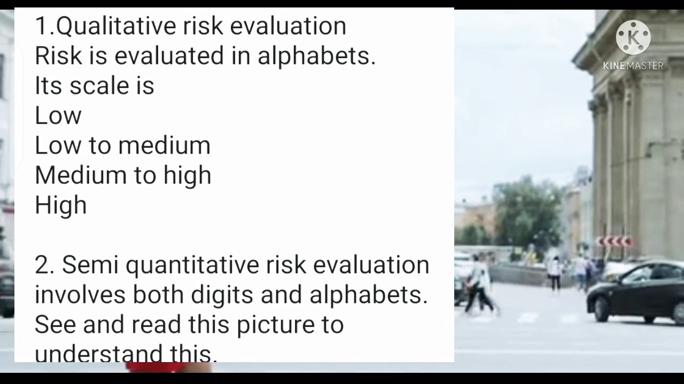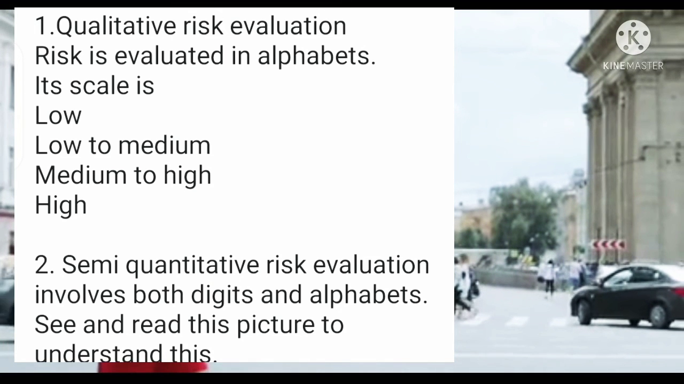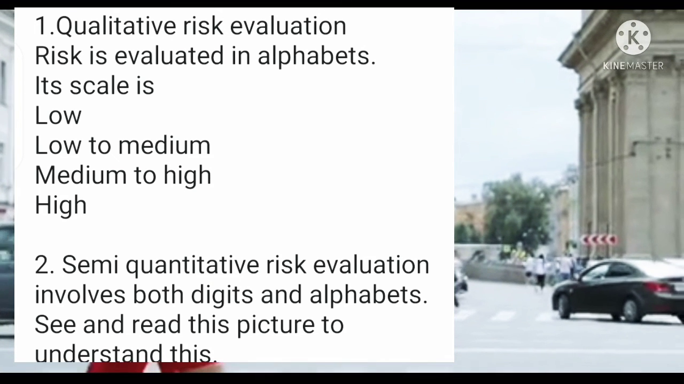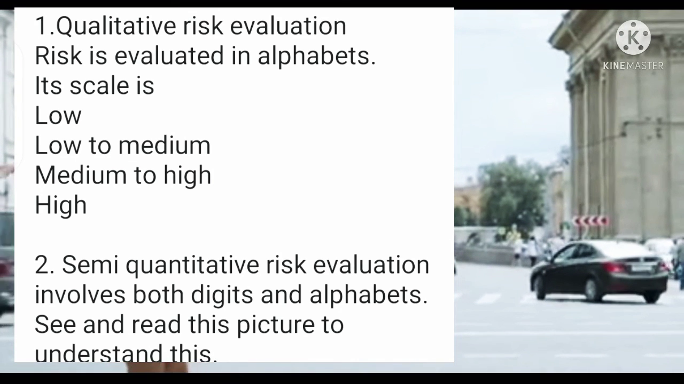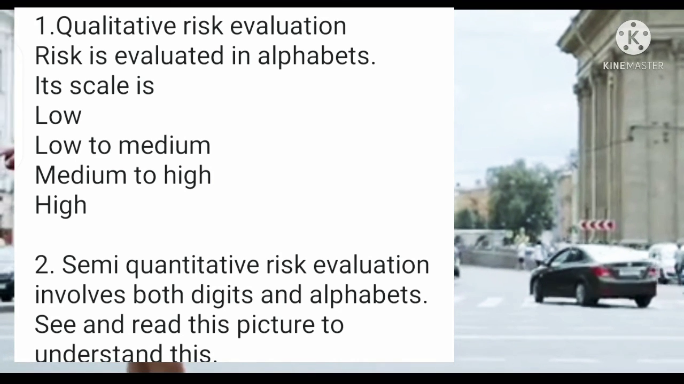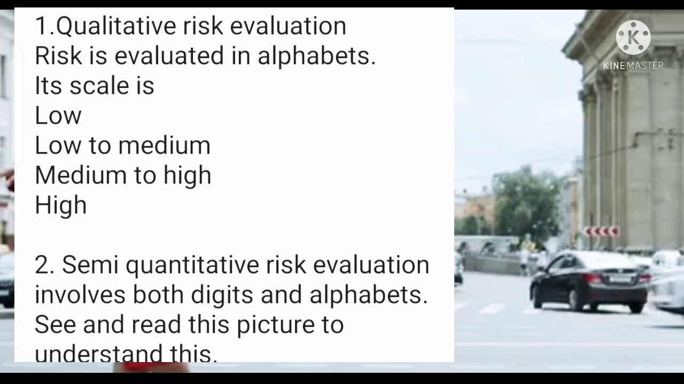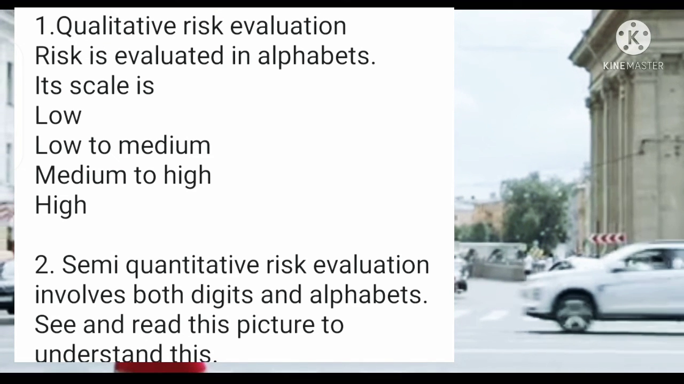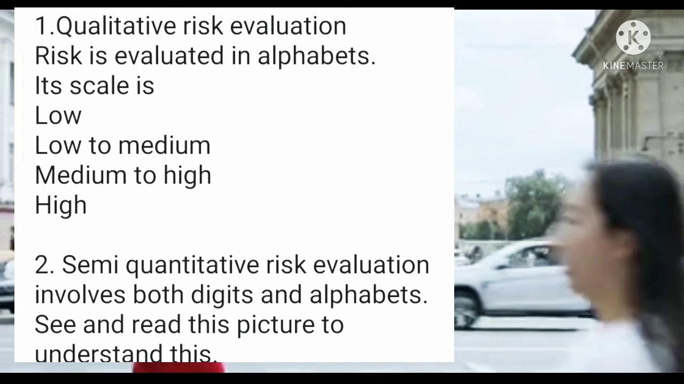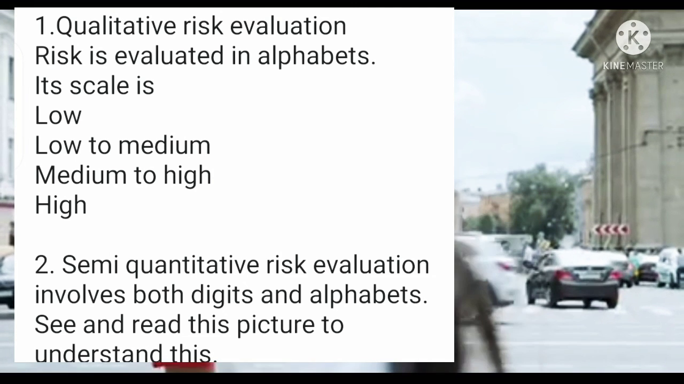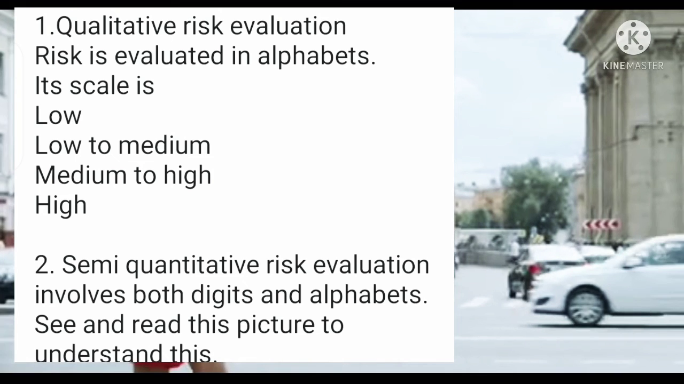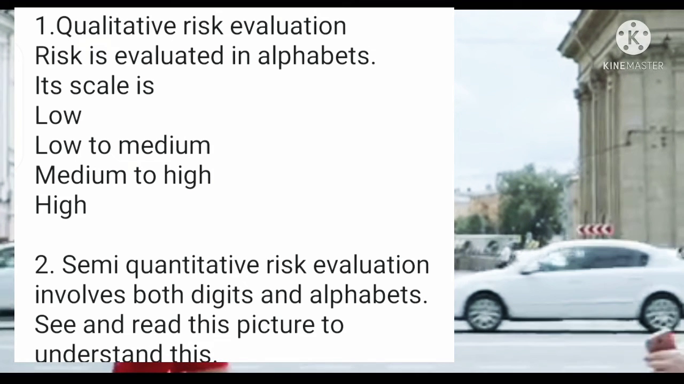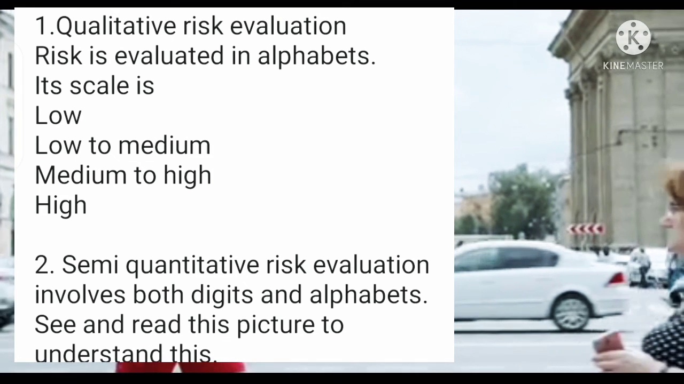Risk evaluation. 1. Qualitative risk evaluation. Risk is evaluated in alphabets. Its scale is low, low to medium, medium to high, high. 2. Semi-quantitative risk evaluation involves both digits and alphabets. See and read this picture to understand this.